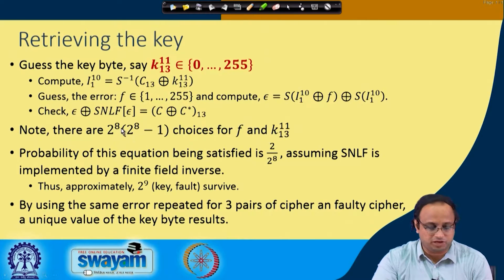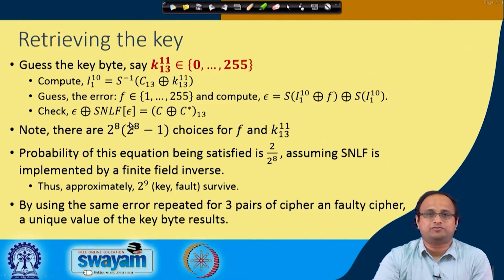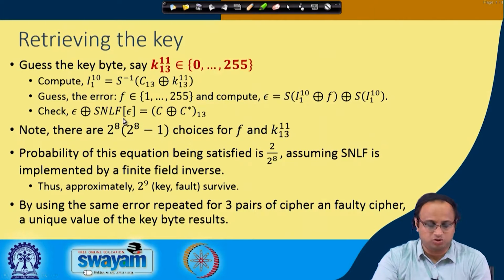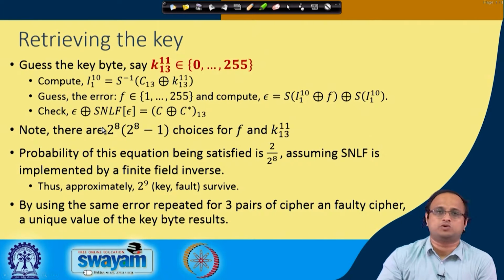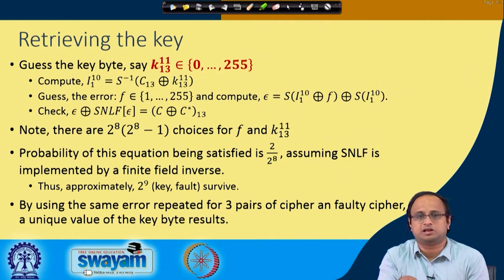I will come to that, but first observe that the possible number of guesses that you are making is: for K13 there are 256 choices, that is 2 to the power of 8, and there are 2 to the power of 8 minus 1 choices for F. So in total there are around 2 to the power of 8 into 2 to the power of 8 possible choices for the tuple of F and K13. And what is the probability that a random guess will satisfy this equation? Suppose I make an assumption, which is also stated in the paper, that S NLF epsilon stands for the finite field inverse. If that is so, then there are approximately 2 solutions which will satisfy, because the equation is epsilon plus 1 by epsilon. That means if epsilon satisfies the equation, then 1 by epsilon also satisfies the equation.